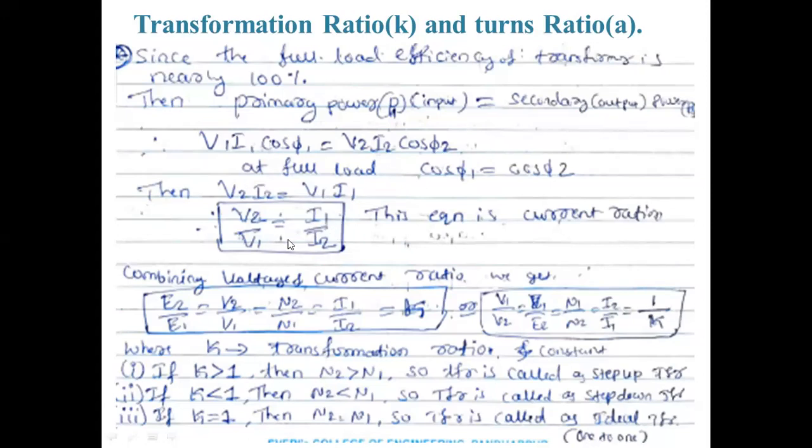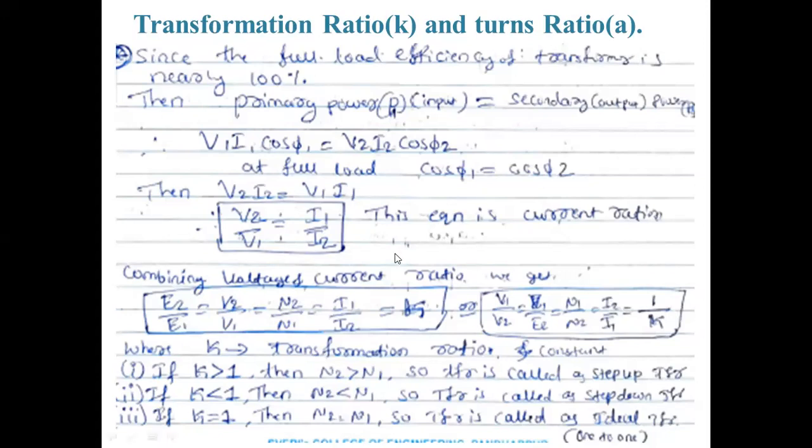So in the previous equation you observe, it was E2 by E1 equal to V2 by V1 equal to N2 by N1. Here V2 by V1 equals I1 upon I2. So E2 by E1 equal to V2 by V1 equal to N2 by N1 equal to I1 by I2 equal to K. K is nothing but the transformation ratio. We are going to call it that.